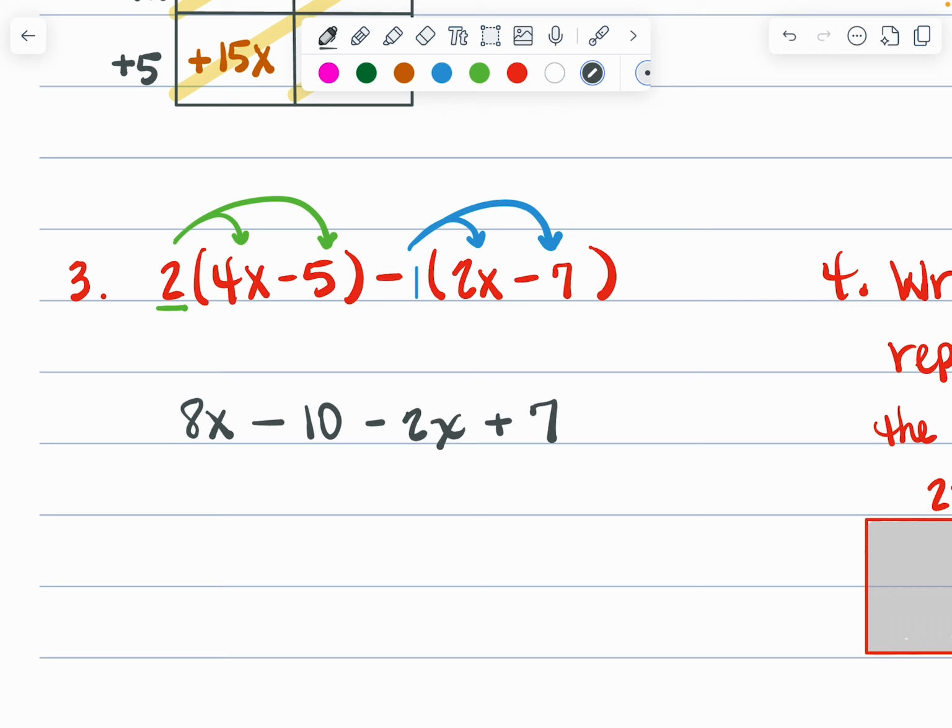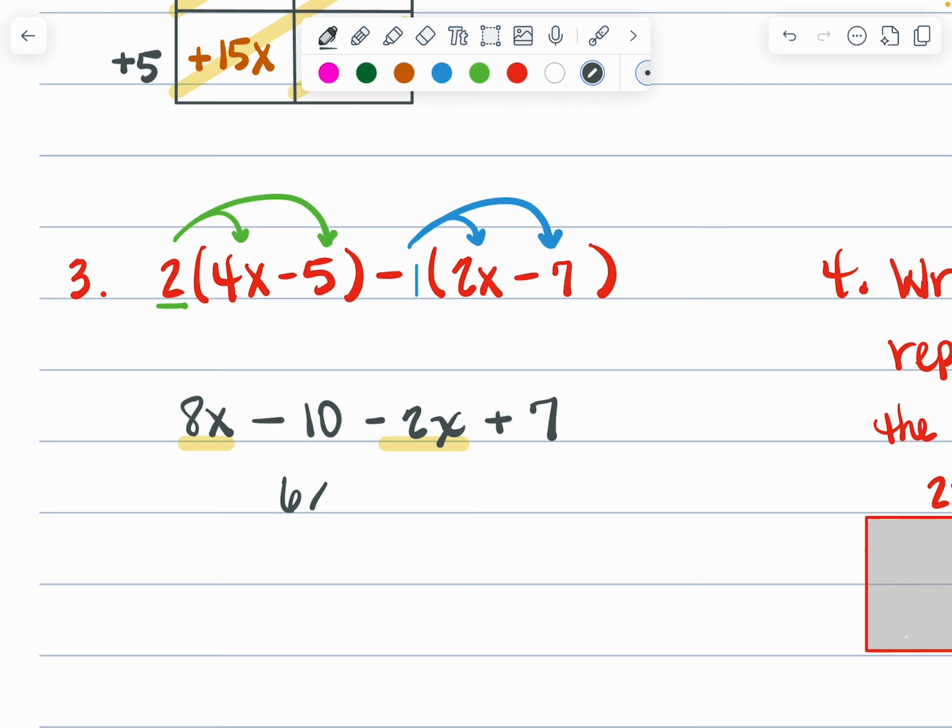All right, so we multiplied to get rid of the parentheses because they had multipliers in front of them. Now we're going to combine like terms to finish simplifying the problem. And as you can see, we've got 8x's and -2x's, which should give us 6x's, right? And then we have -10 plus 7, which is going to give us -3. And that is going to be our final answer, which would be a first-degree binomial, by the way.